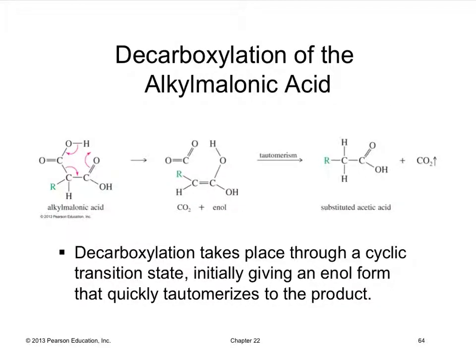So in order to show the mechanism, it's easiest if you draw out your malonic ester in a ring form, so that you can then easily say, okay, electrons from this form the double bond. This is your CO2, breaks off, forming a double bond here, and these will pick up that hydrogen. And this will generate CO2 and the enol, and then it will tautomerize to generate the substituted acetic acid.